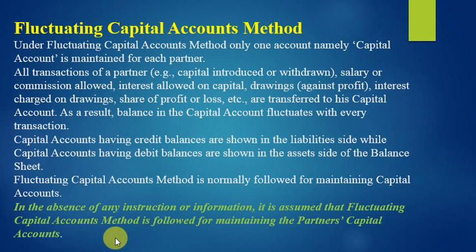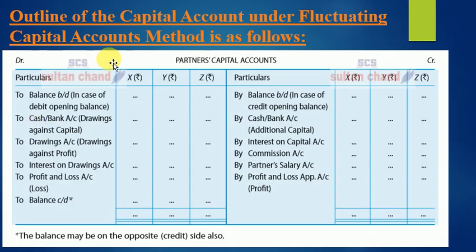But we should study both, and we should know how to prepare under both methods. But we are moving now with the format or specimen of partner's capital account under fluctuating method. Having understood your fixed capital account method, this is easy for you to understand now. So you see there is only one capital account, called partner's capital account. All the postings from the appropriation account and the question will be part in one account.